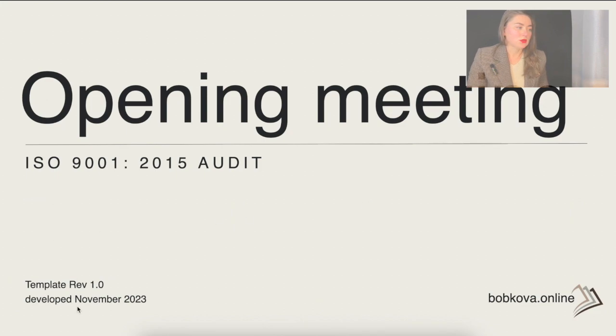You always have to use a controlled document template, revision 1.0, and when the revision was developed, November 2023. That relates to the template for the opening meeting presentation for the ISO audit, not to the content of the presentation. And it shows the auditor that you have a really great document control implementation.